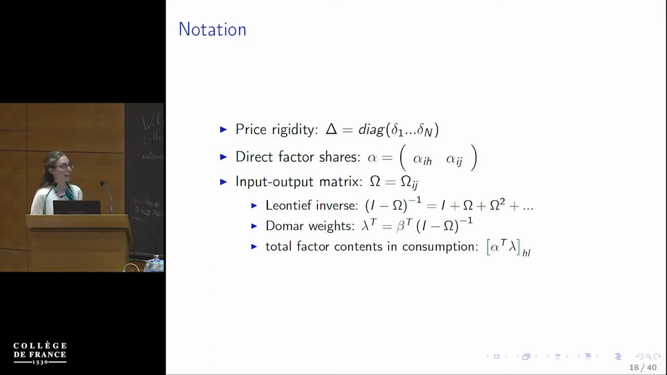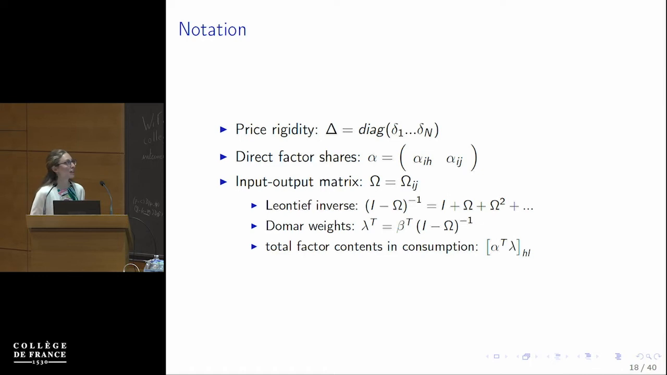Sorry, there is another typo. This should just be alpha IH. These are the labor shares, alpha IH, and they represent the share of H labor in sector I. And the input-output matrix is standard. Omega ij is the share of good J in sector I's cost. All right. So once we have this object, we can start playing around and understand how the network shapes the effect of shocks, the transmission of shocks.